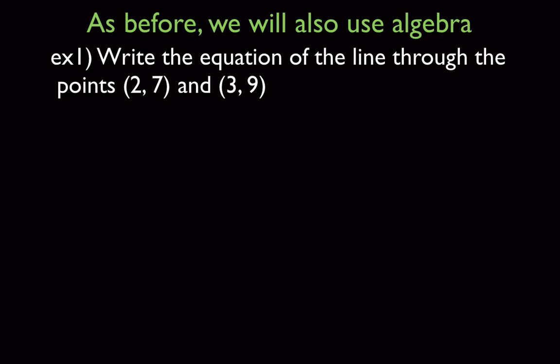So let's look at our first example. Write the equation of the line through the points 2, 7, and 3, 9. We've already done this problem, so we're going to look at how to solve it using algebra instead. Okay, as you know, we have two things to fill in, m and b. So let's start with m.